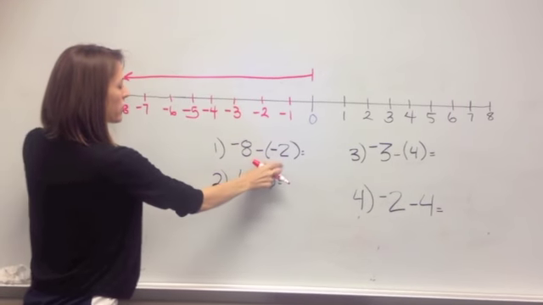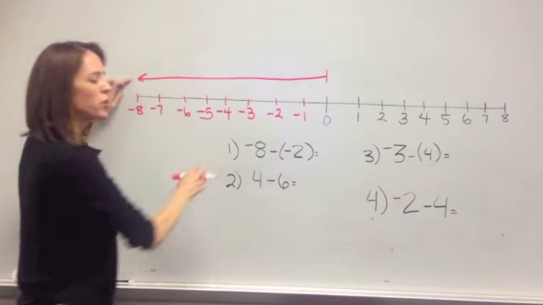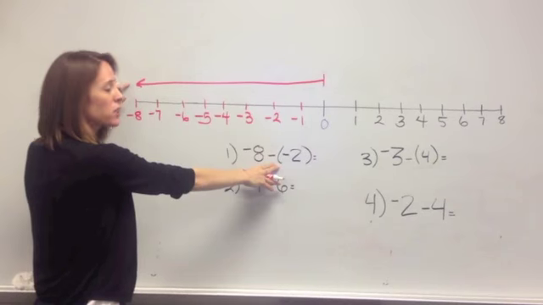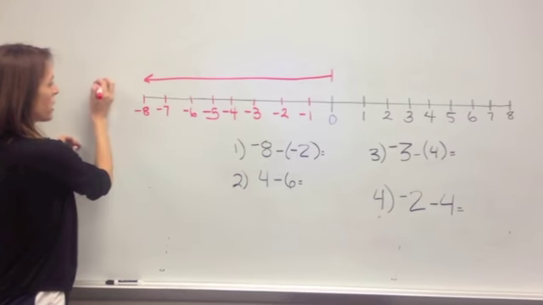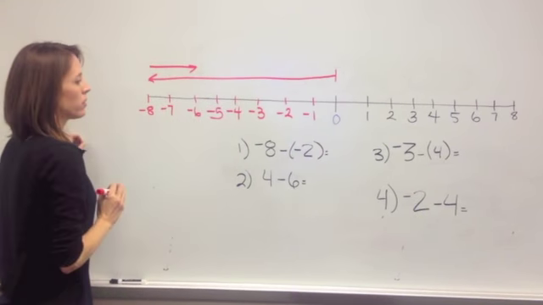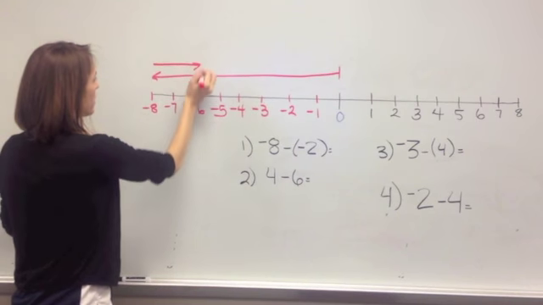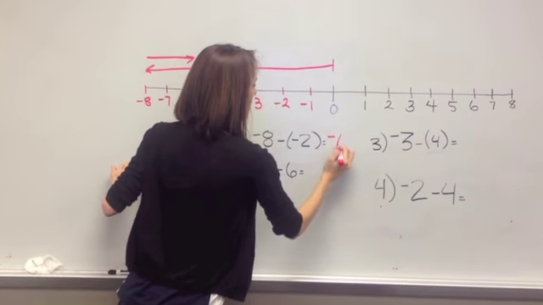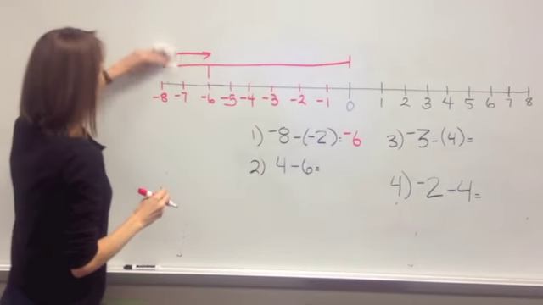Now this becomes a little tricky because you're going to subtract a negative 2. Remember, when you have the subtraction sign, it means that you're going to turn around and go the opposite direction. So instead of going this way 2, you're going to turn around and go back 2. And you find out where you are located. And right now we are at negative 6. So our answer is negative 6.